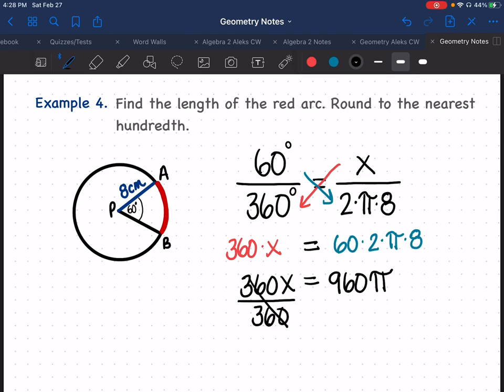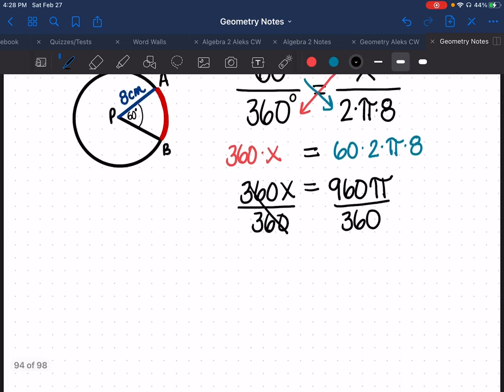And yes, we're going to go into our calculator and do 960 times pi. It's your choice if you want to use 3.14 or the pi key. And then divide it by 360. And we end up with a decimal. But they're going to ask you to round.